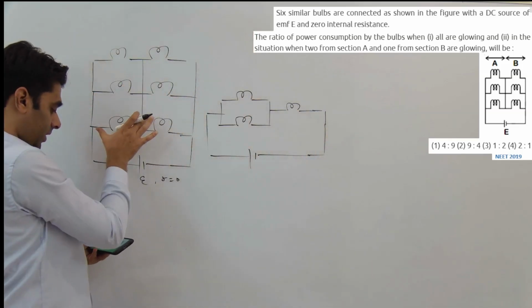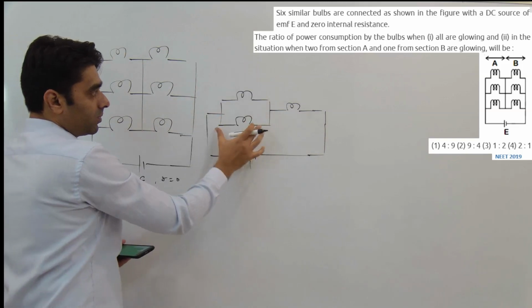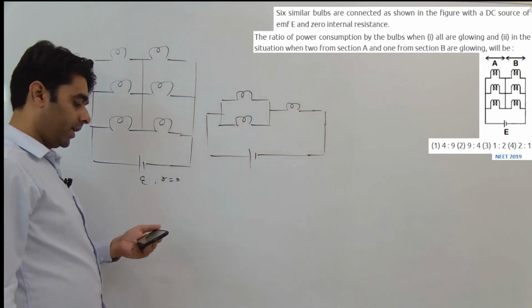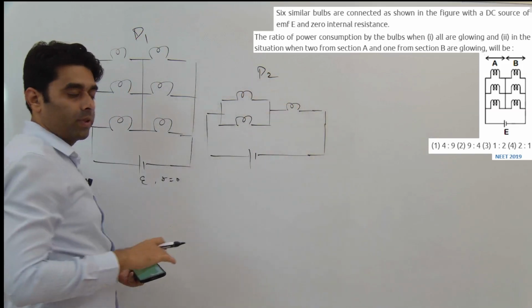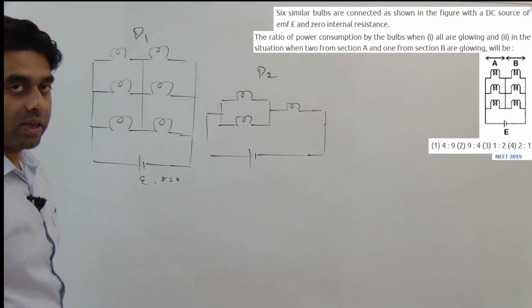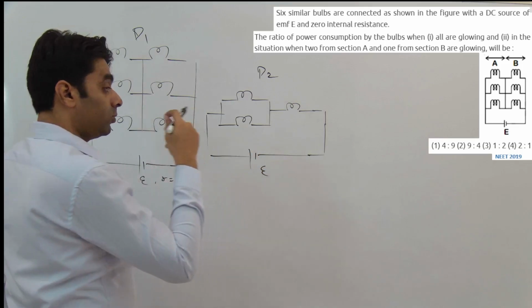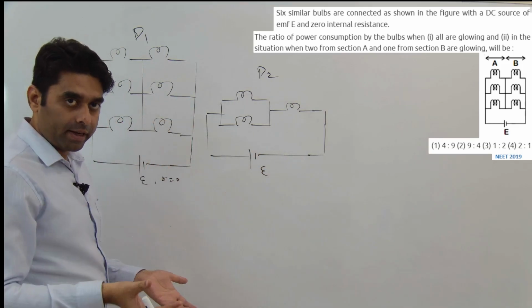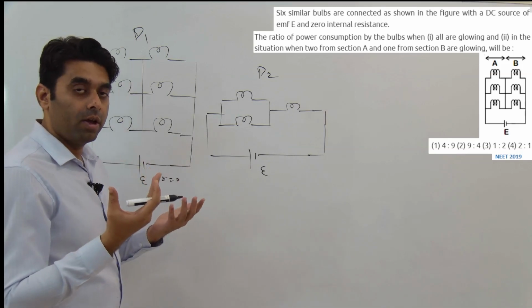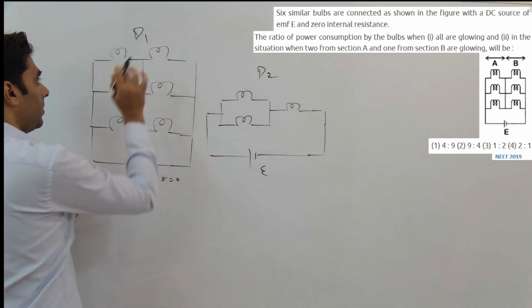This is your section A, this is section B. So 2 from section A, 1 from section B. Fine. So we have to find out, let's call this P1 and this is your P2. How to calculate? So EMF is the same. And also it is given to us that 6 similar bulbs. If bulbs are similar, that means their ratings are same, that means their resistance will be same. So all of them have same resistance.